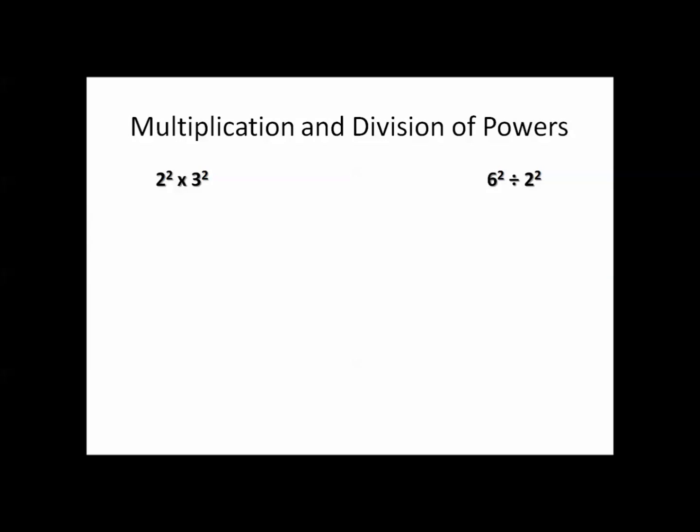Multiplication and division of powers. First, let's look at multiplication. We have 2 squared times 3 squared. So again, expand first. And then the operation that's inside the brackets comes before multiplication. And then multiply, we get 36.